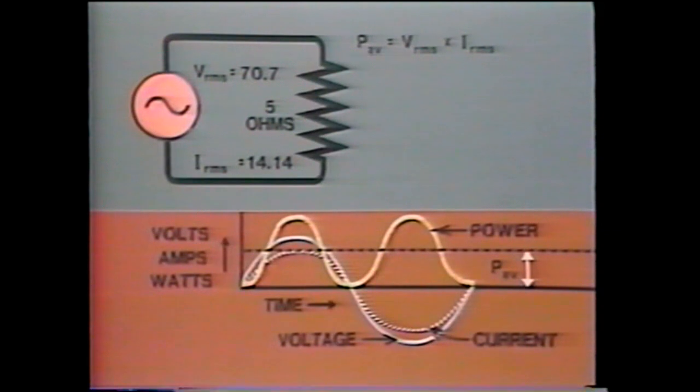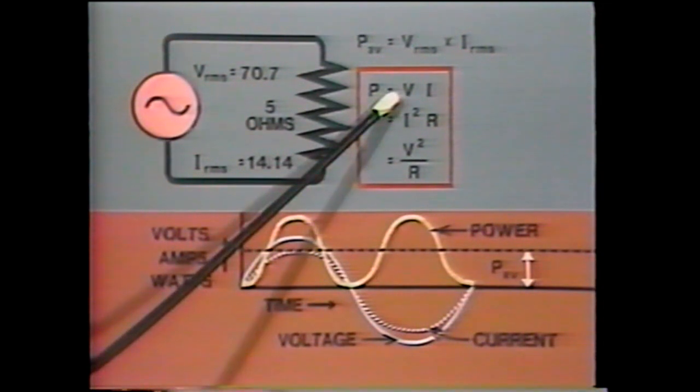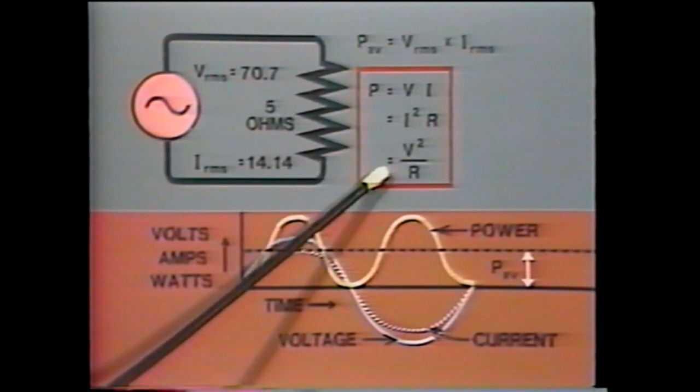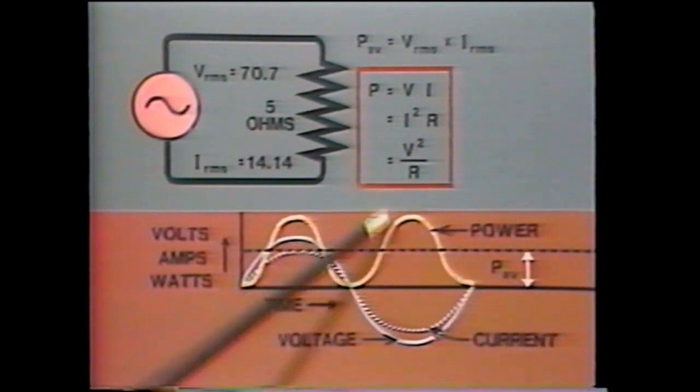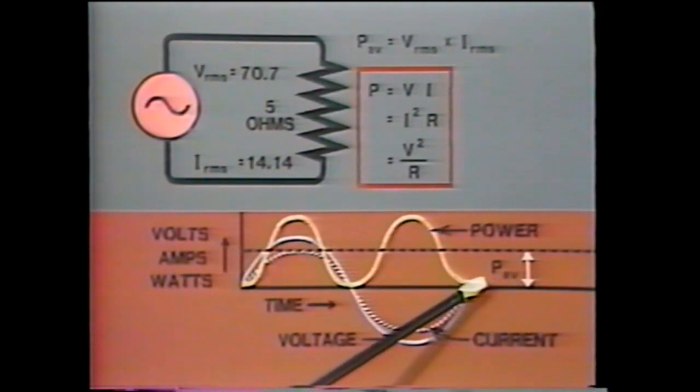In fact, in a resistive circuit, all the formulas for power we looked at for DC also apply for AC. Power equals voltage times current, power equals current squared times resistance, and power equals voltage squared divided by resistance, where in these formulas P is the effective power, V is the RMS voltage, I is the RMS current, and R is the resistance.